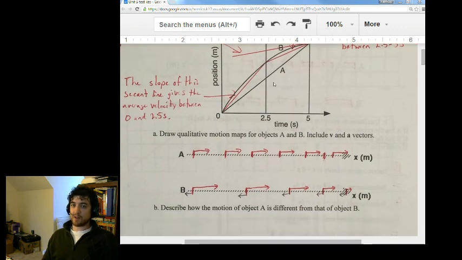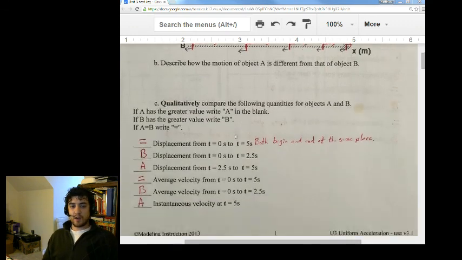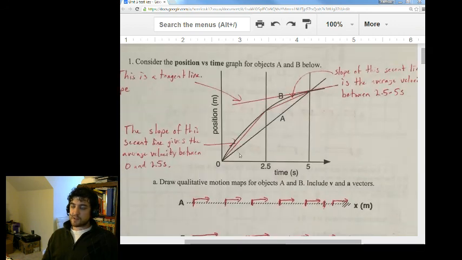But really the long and short is that B is accelerating, A is not. Getting into these things. Displacement from 0 to 5 seconds. Displacement is the difference between where you started and where you ended. Both objects began at 0. Both objects ended at this position here.